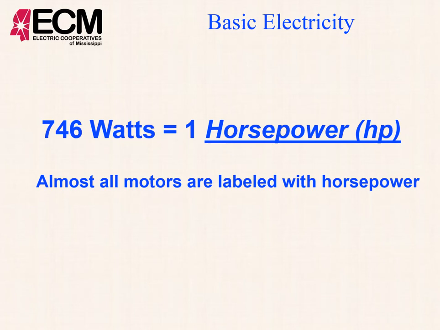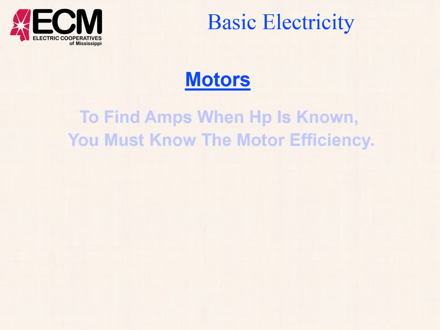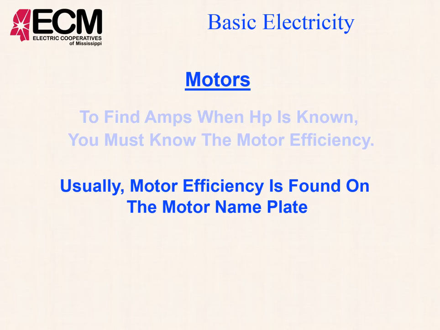746 watts equals 1 horsepower. All motors are labeled with horsepower, but that doesn't work in our mathematical equations. Somebody figured out that it would take 746 watts to turn a 1 horsepower motor, minus its efficiency. So almost all motors are labeled with horsepower. To find the amps when horsepower is known, you must know the motor's efficiency. For the most part, it's in the neighborhood of about 90%. Usually it's on the nameplate of the motor itself.